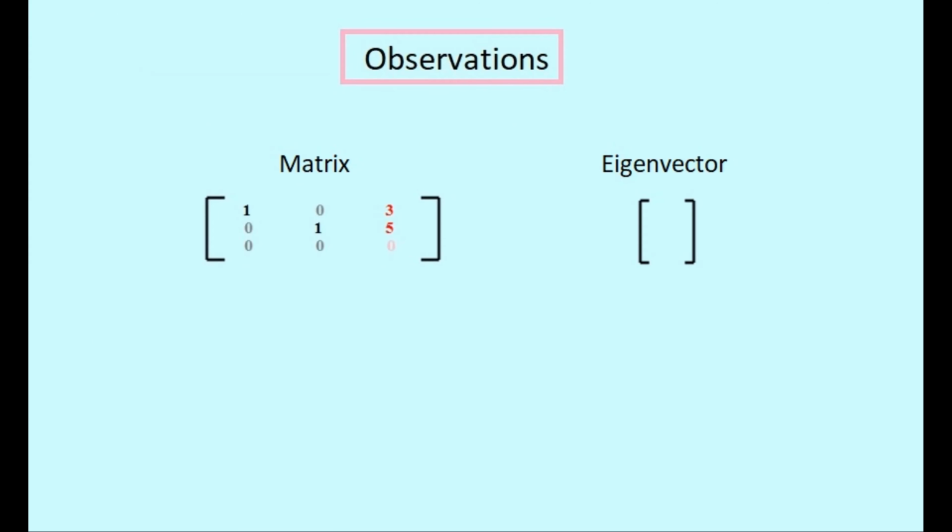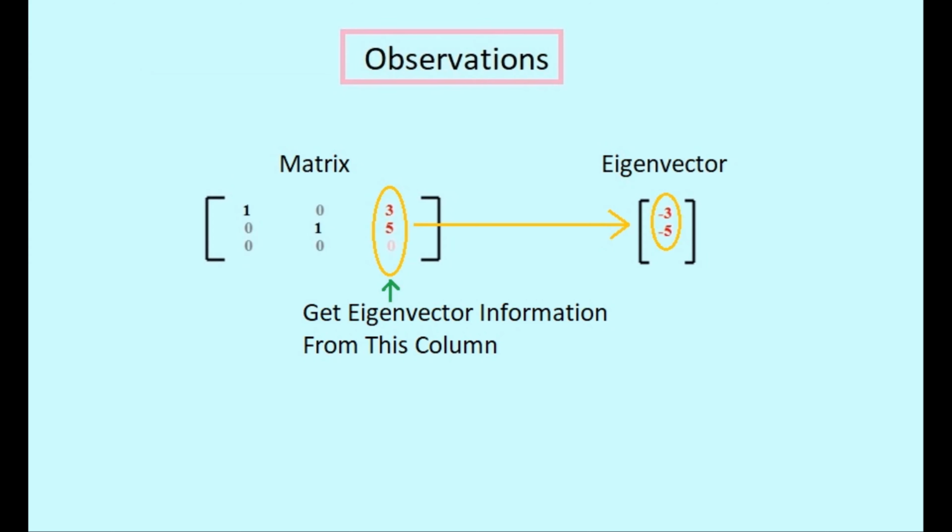And so now it's time to make some observations about an eigenvector and what it looks like in terms of its corresponding matrix in reduced row echelon form. And so it looks like we've copied the contents of this last column, which doesn't contain a leading one, into the eigenvector, and then multiplied all of the numbers in it by -1.